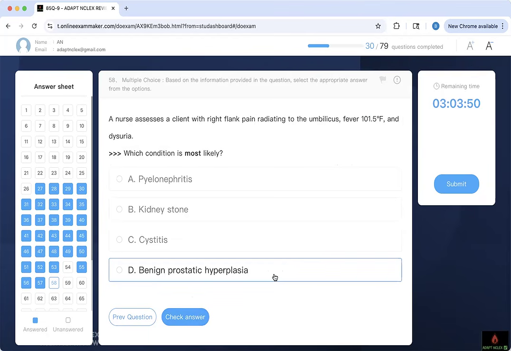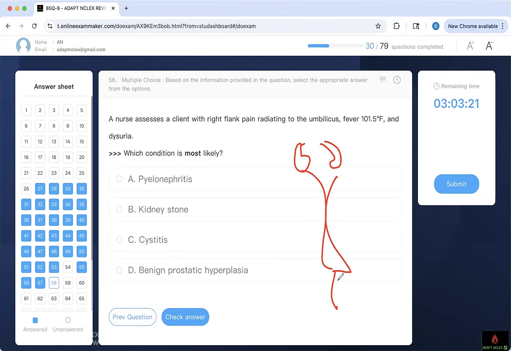And next, assessing a client with right flank pain radiating to the umbilicus, fever of 101.5, and dysuria. Which condition is most likely? Draw your diagram, and you have to know what each of them causes. We talked about this before. Pyelonephritis, you have flank pain, you have fever, it goes to the umbilicus.